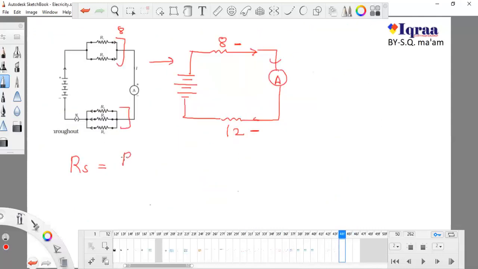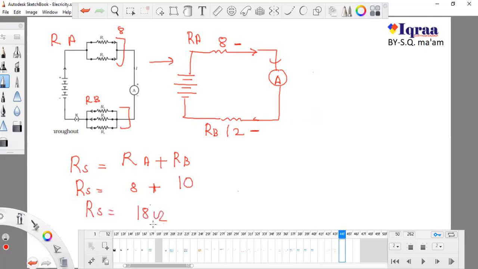So this will be R. Okay, I can name them R A and R B, because they are new values. So it is R A plus R B, and R S is equal to 8 plus 10. So R S will be 18 ohm. So the value of the whole circuit is actually 18 ohm.